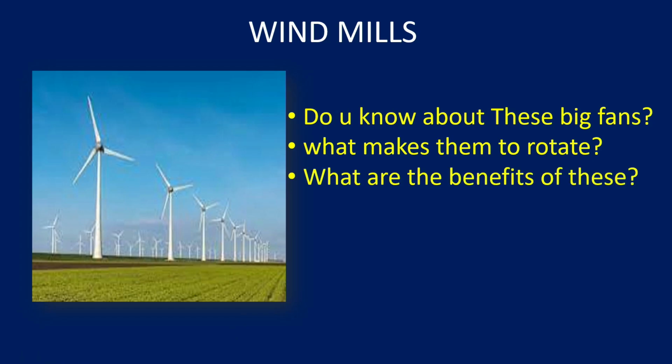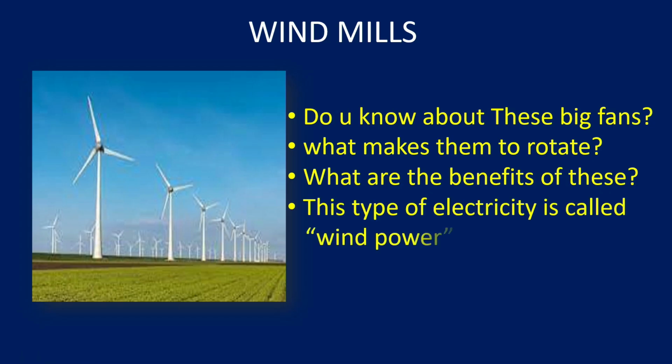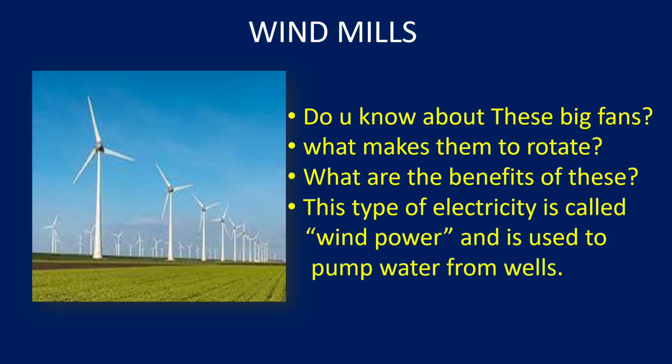We will get a clean fuel and we are getting energy out of renewable resources. This wind never exhausts and it is a cheap source of energy. This type of electricity is called wind power and it is used to pump water from the wells, and also you can run street lights by using these windmills.